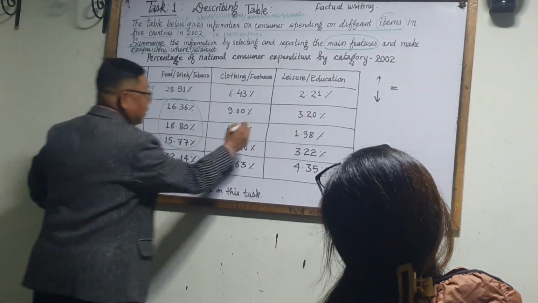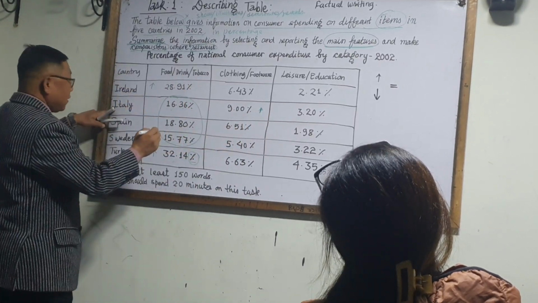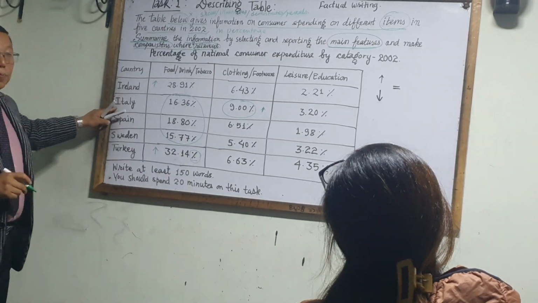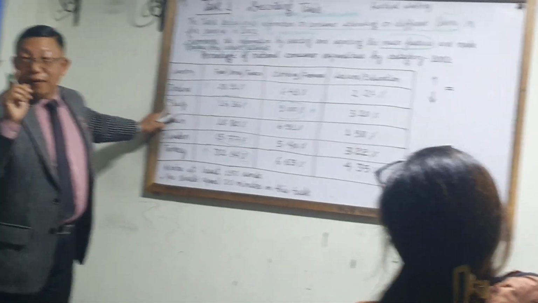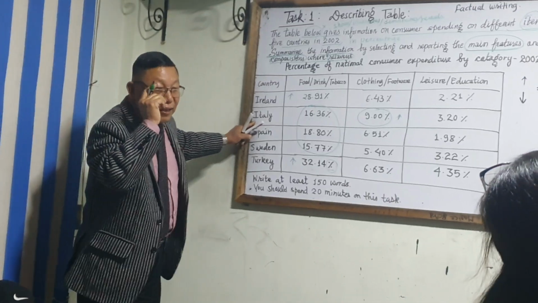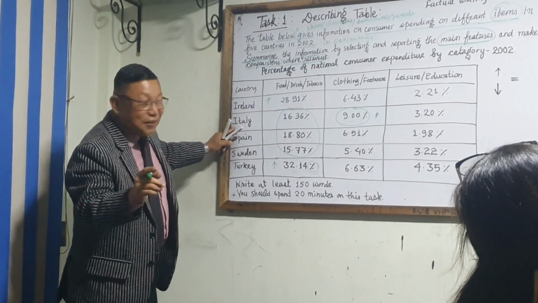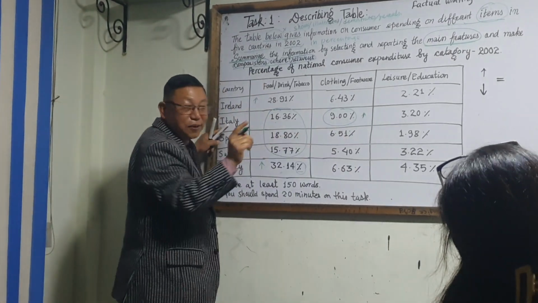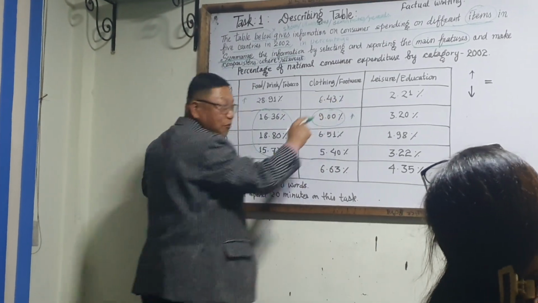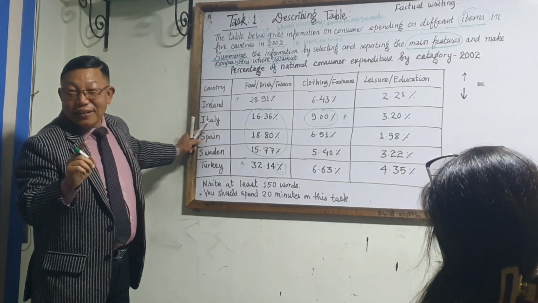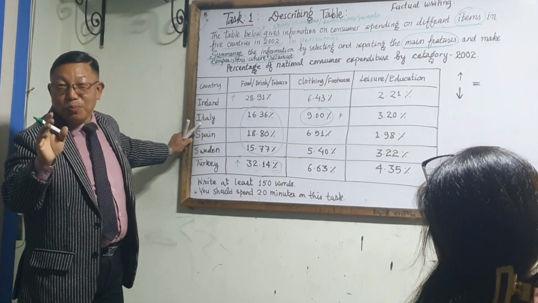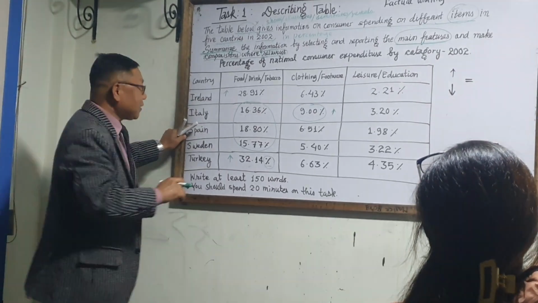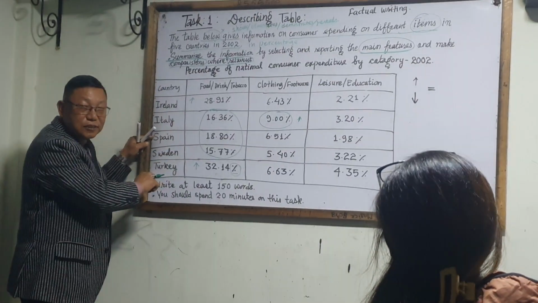Which is the highest data? Italy had got 9%. It means Italy's people or customers had spent the highest amount of their budget on clothing and footwear. It means that Italian people are very much fashionable, among the rest of the 4 countries.